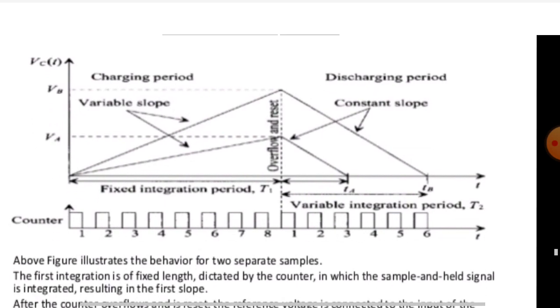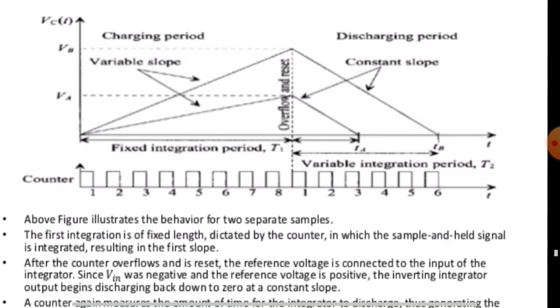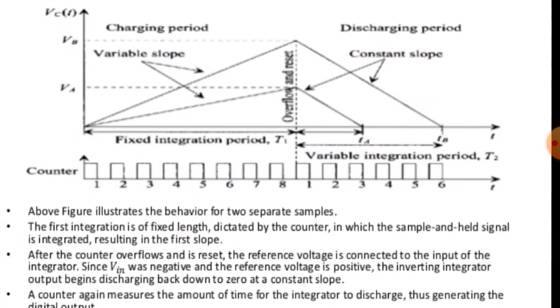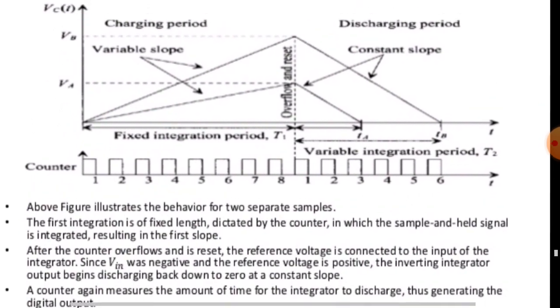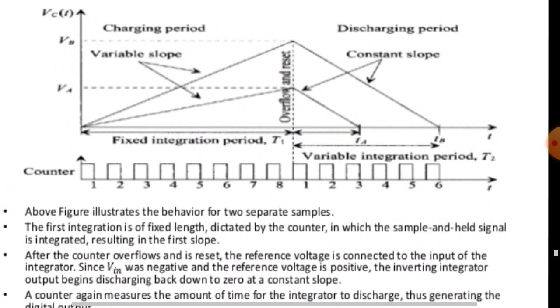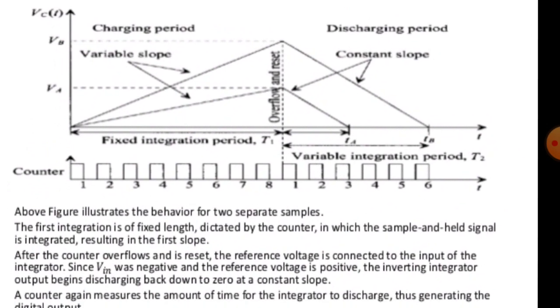So you can see why it is called a dual slope. Whatever slopes you get, one is from the unknown measuring voltage, another is from the minus V reference voltage. So the first slope is a fixed integration period, the second slope is a variable integration period, that is T2.